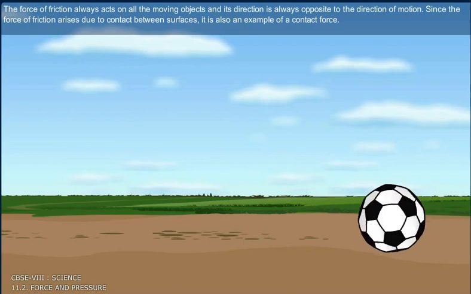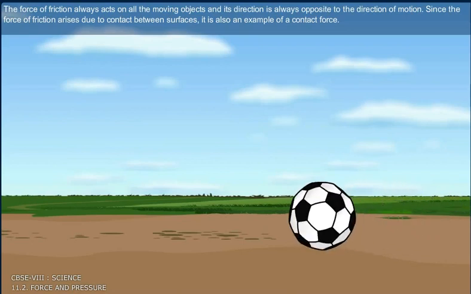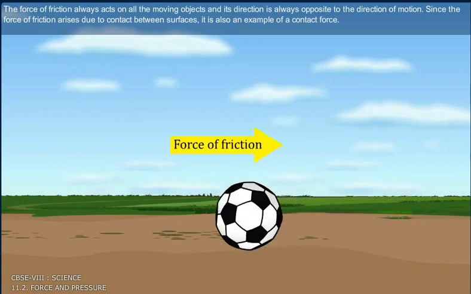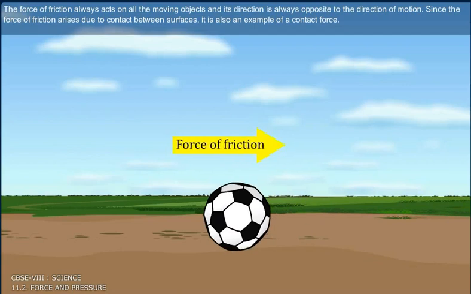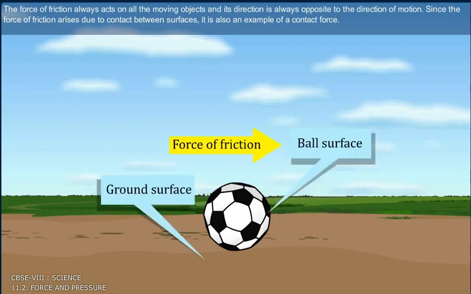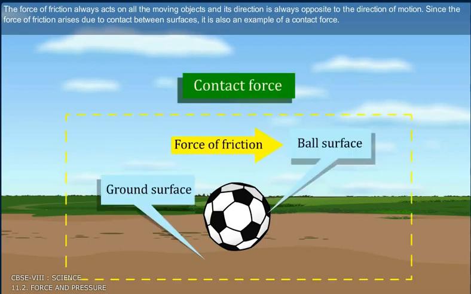The force of friction always acts on all the moving objects, and its direction is always opposite to the direction of motion. Since the force of friction arises due to the contact between the surfaces, it is also an example of a contact force.